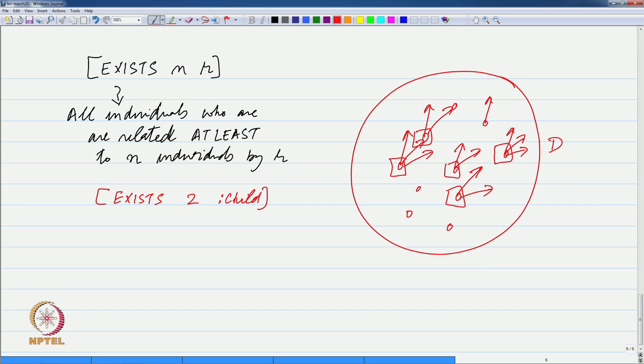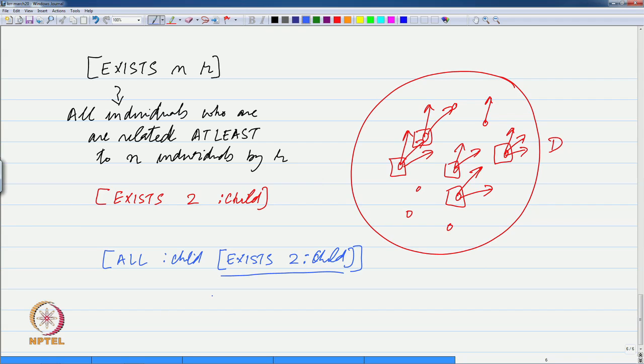I can remember that when we give the definition, then these definitions are generic in nature. You can nest them. You can say for example, all child exists 2 child, because this is a concept and all R is related to a concept essentially.